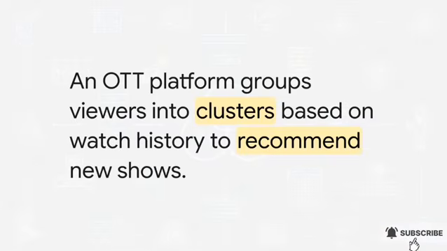Let's go back to our Netflix example. This is a classic case of unsupervised learning. Netflix doesn't start with labels like "people who like sci-fi." It just looks at the raw data of what everyone is watching. It might notice that a whole bunch of people who watched movie A also watched movie B. So it puts them all into a group, a cluster, all by itself. And that's how it recommends your next show.